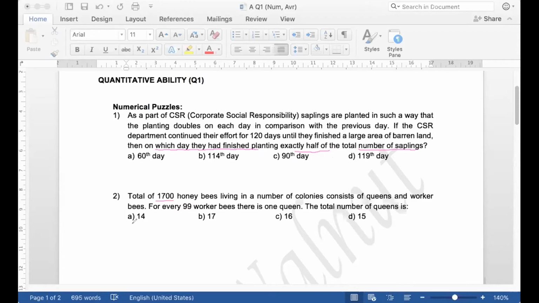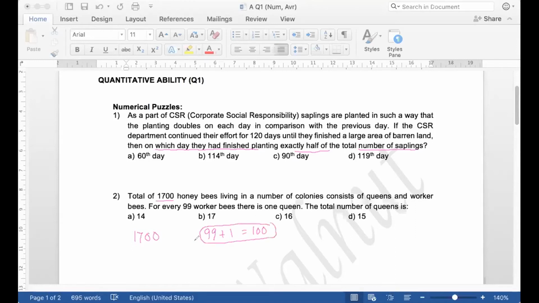So in total we have 1,700 honeybees living in a number of colonies. They consist of queens and worker bees. We have no idea how many queens, how many worker bees. For every 99 worker bees, one queen. So 99 worker bees plus one queen, we can take it as a group of 100.